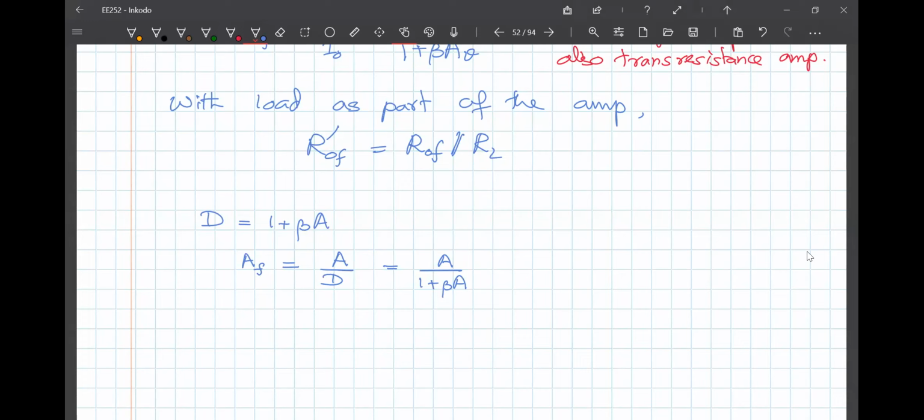And the input impedance with feedback, depending on whether you have a series comparison or shunt comparison, will either increase or decrease. If the input is a voltage, in such case you have to subtract the feedback signal in series. So therefore, what happens is the input impedance increases.